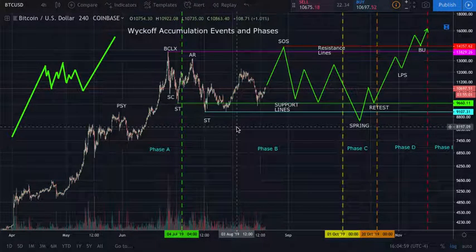I'm Crypto Trend Trader, and today we're going to be talking about Wyckoff accumulation and going through the events and phases of accumulation. But before we do, I just want to say this is not financial advice.